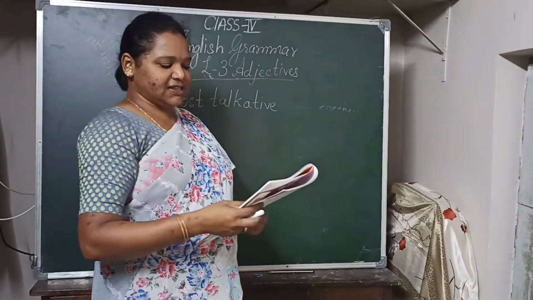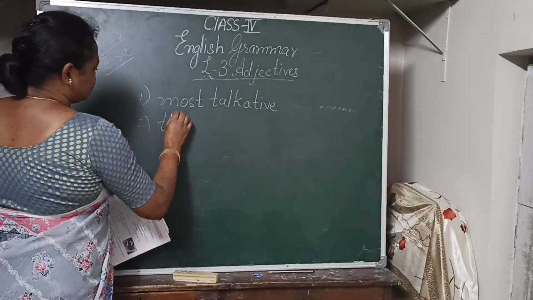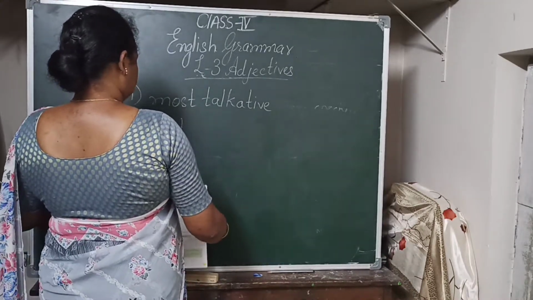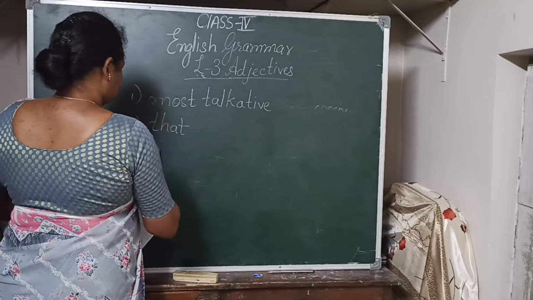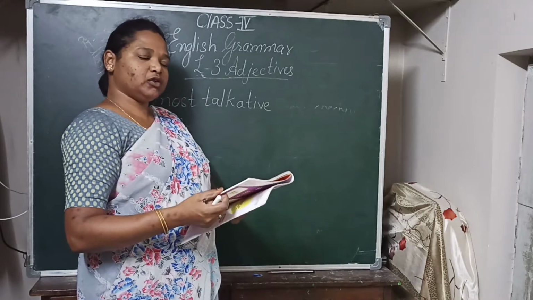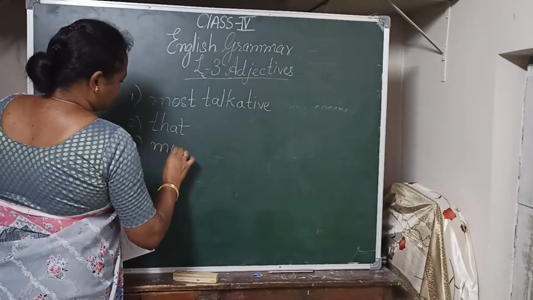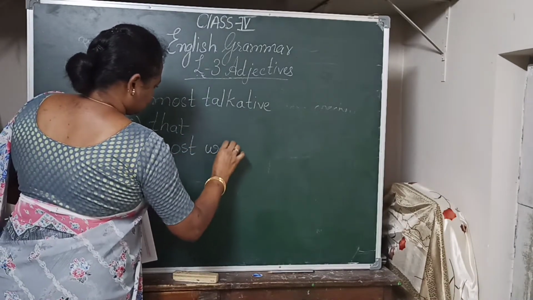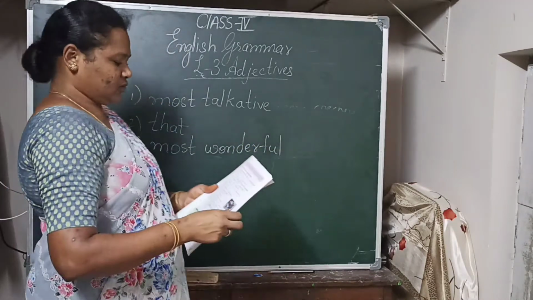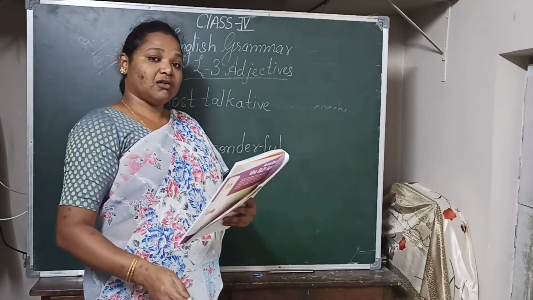Second one, can you see dash star in the sky? Can you see that star in the sky? That. Third one, my sister has the dash voice. So more wonderful or most wonderful? Most wonderful. Okay, superlative degree. Fourth one, the sky is covered with dash clouds. White clouds or whiter clouds? White.